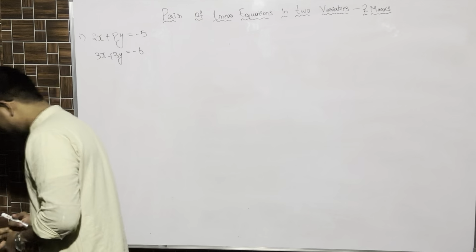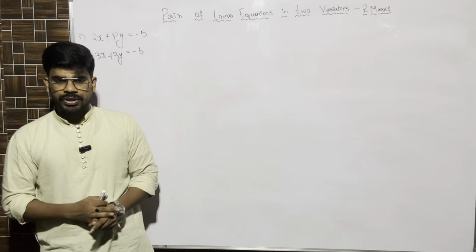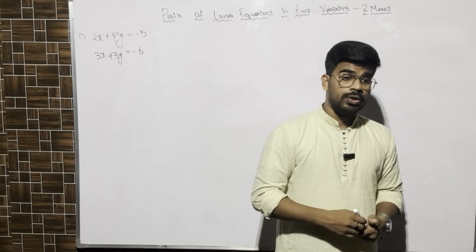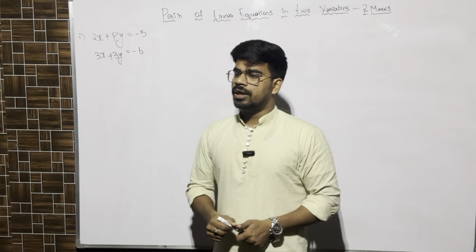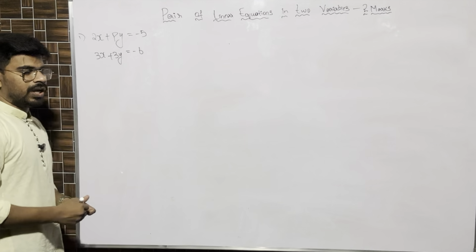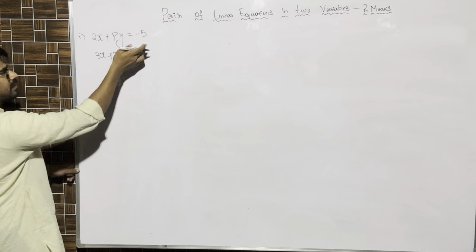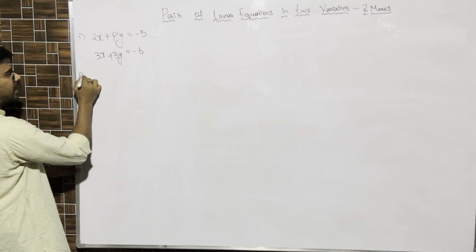In this question he said it has a unique solution. Unique solution in the sense, what is the condition that we have to use? A1 by A2 is not equal to B1 by B2. First of all, let us write the values of A1, B1, C1. We have to slightly modify it.